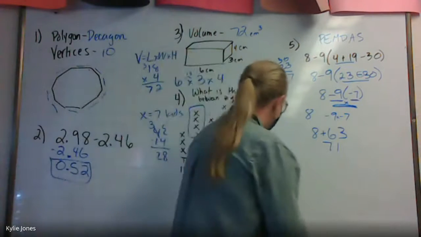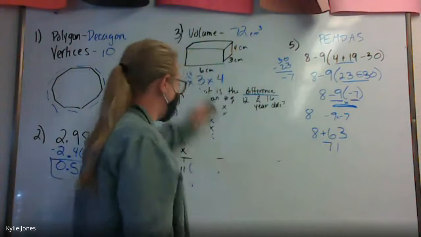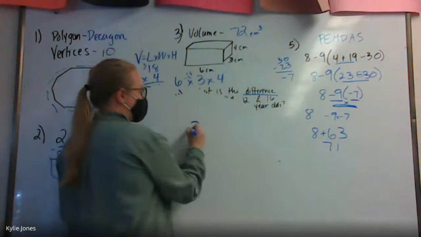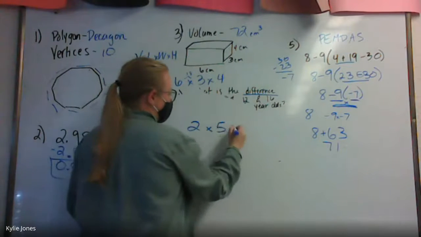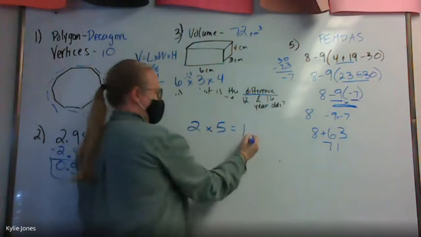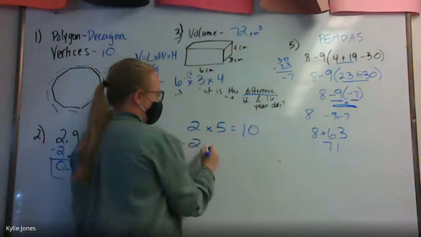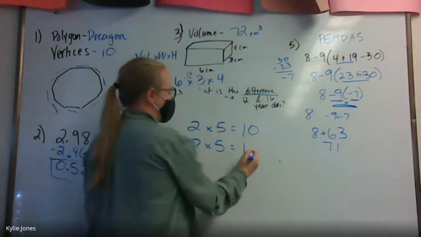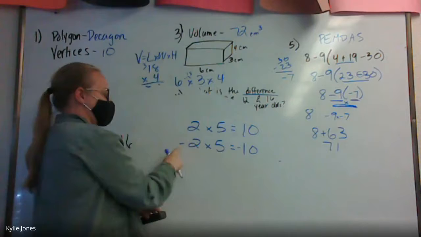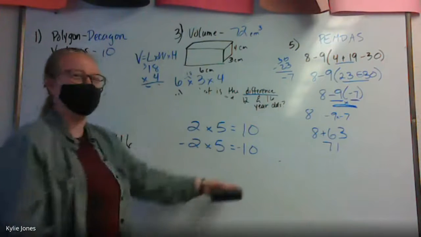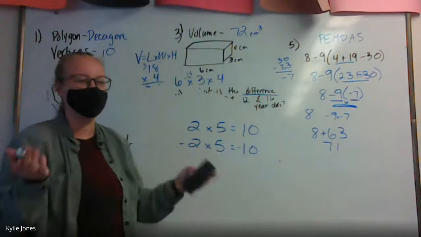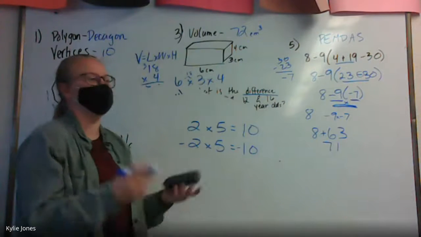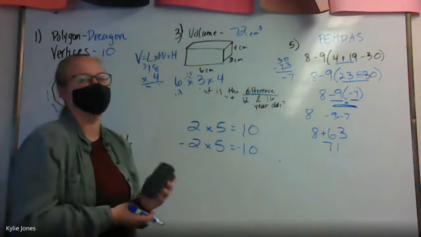Let's talk just really quick, because I don't know if this will be on your AZ Merit or not, so let's just do this really quick. If I take 2 times 5, what do I get? 10. What if I take negative 2 times positive 5? That's a negative 10. Because you're taking a negative times a positive, it just makes it a negative. I don't know why, that's the rule.